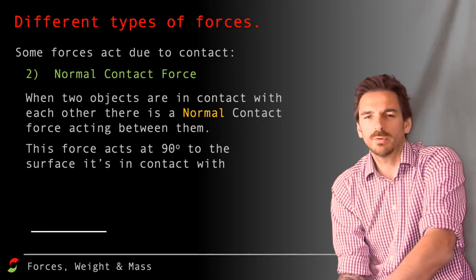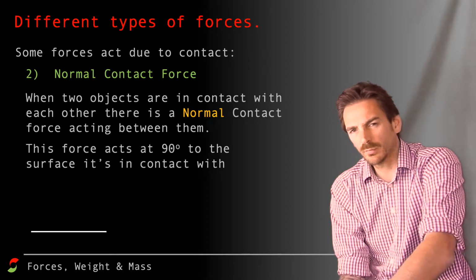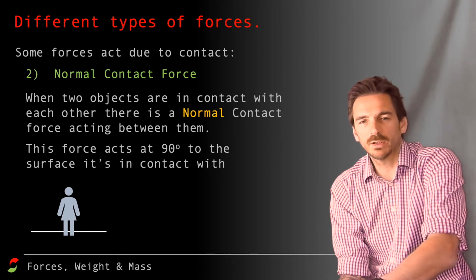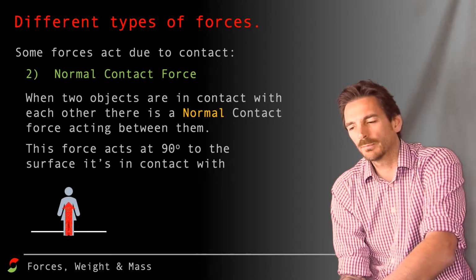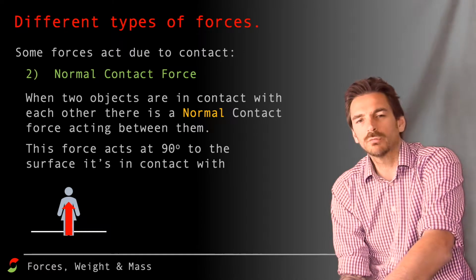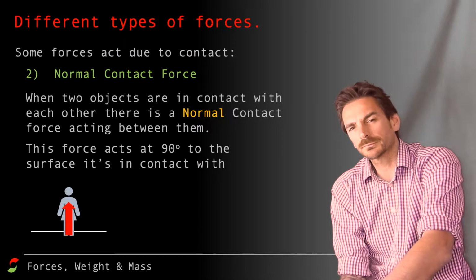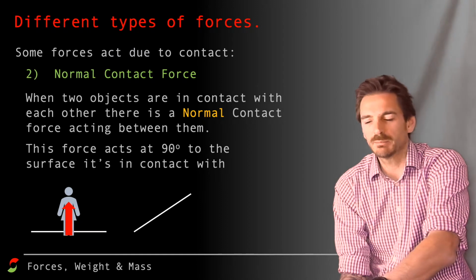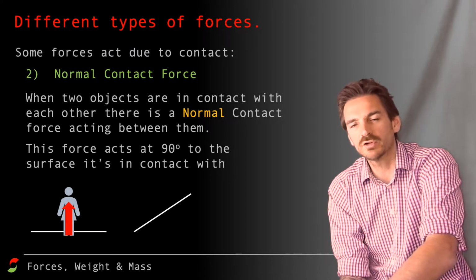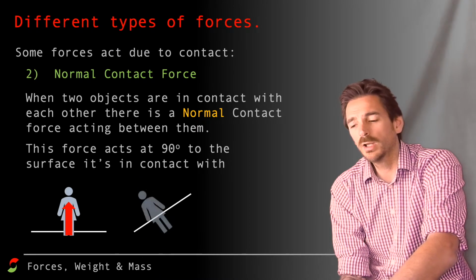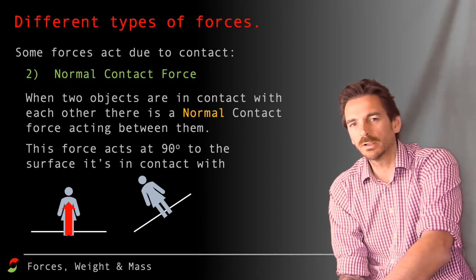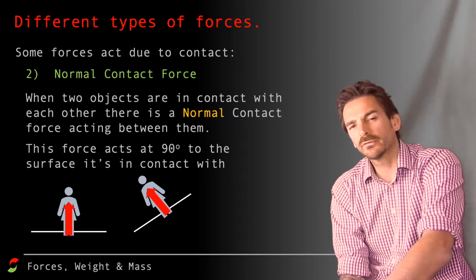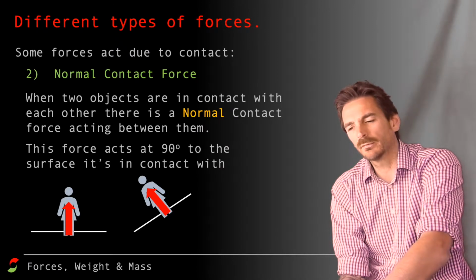I'm going to show you a couple of examples to make sure that you understand what that means. Here we've got the ground, and here we have a person standing on the ground. They are in contact with the ground, so the normal contact force is at right angles to the ground. Now, let's change the orientation of the ground a little bit so they're on a hill. This person is leaning a little bit but still standing on the ground. That means the normal contact force is still at right angles to the ground.